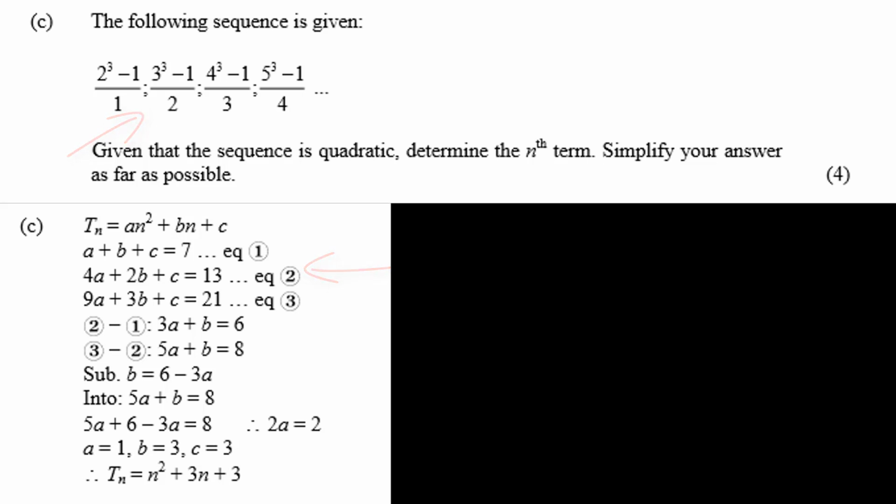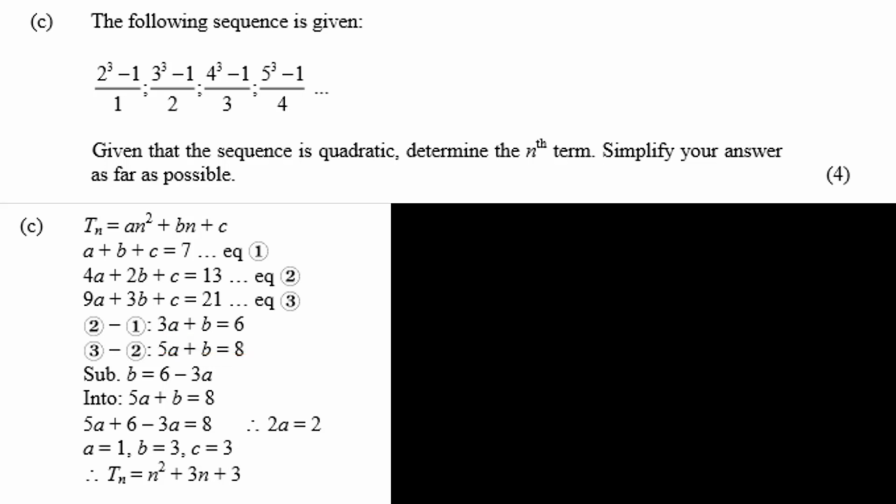Equation 2. Take the third term, we get a times 3 squared plus b times 3 plus c equals 21, or 9a plus 3b plus c equals 21. So we have 3 linear equations to solve for 3 variables. Now we reduce it first to 2 equations with 2 variables. We can remove the c for the moment by taking equation 2 minus equation 1, which gives us 3a plus b equals 6. And equation 3 minus equation 2, which gives us 5a plus b equals 8.